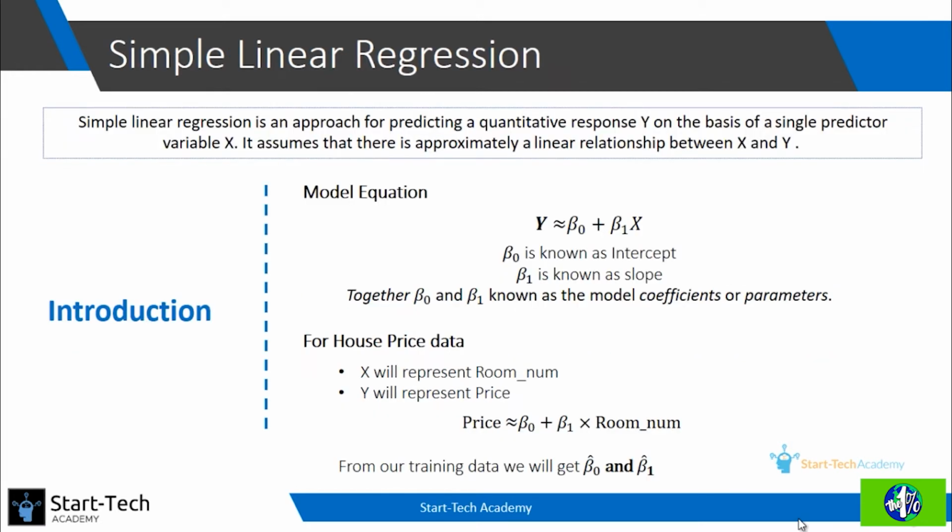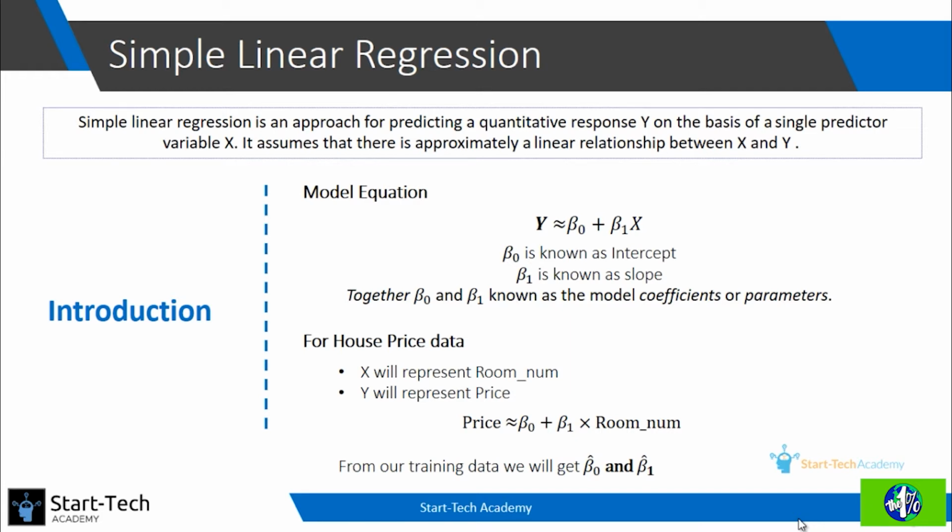Now, simple linear regression is a straightforward approach for predicting y on the basis of a single predictor variable x. So if you take only one predictor variable, it is called simple linear regression. If we assume linear relationship between x and y, mathematically it can be written as y is approximately equal to beta 0 plus beta 1 x. It is nearly equal to because the value of y that our model will give may not be exactly equal to the value in our observation. We will come back to this thought later.